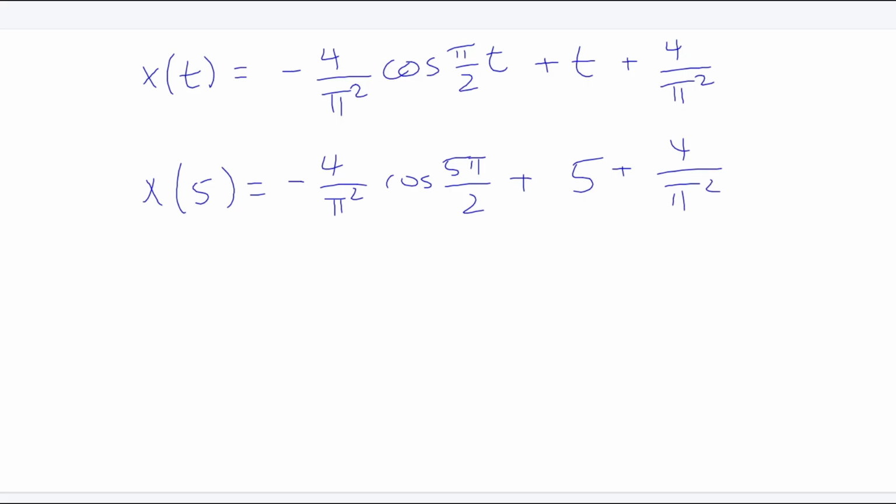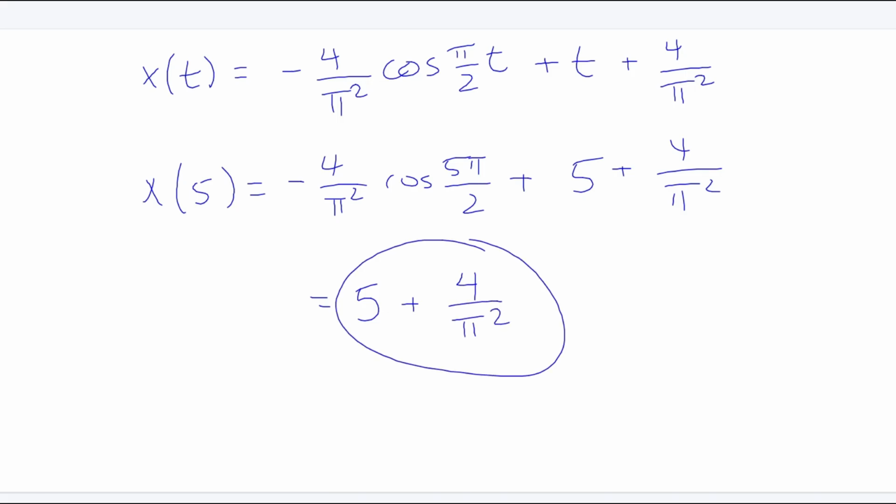Well, the cosine of 5 pi over 2 is just 0. So this whole first term cancels out, and we just have 5 plus 4 over pi squared. And that's our final answer for part B there.